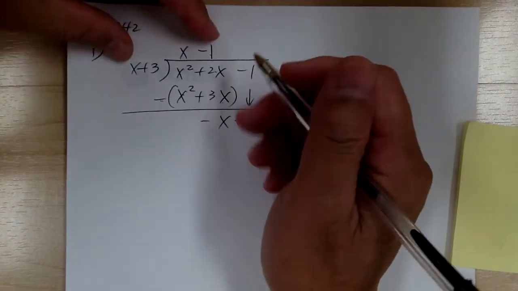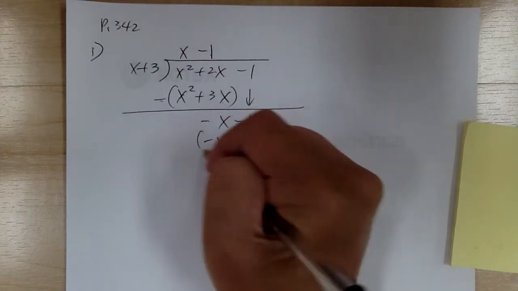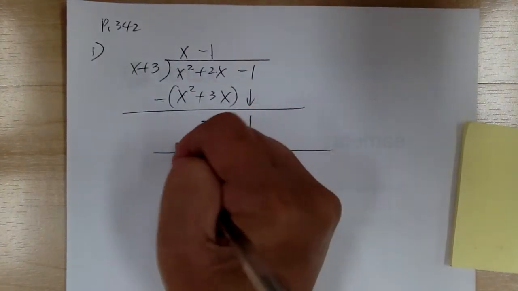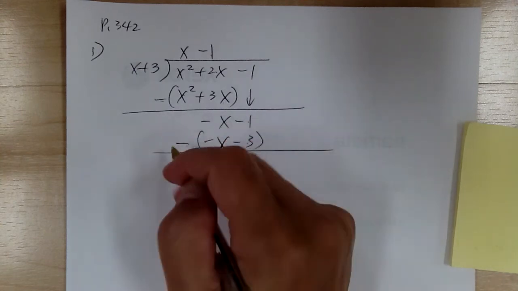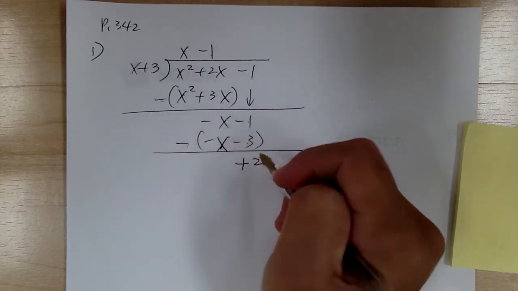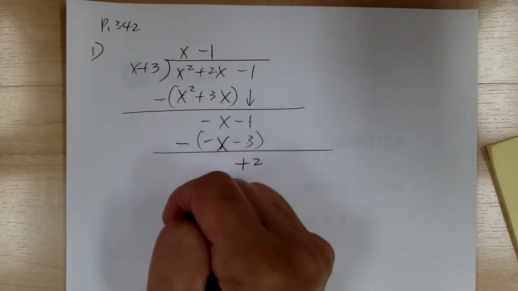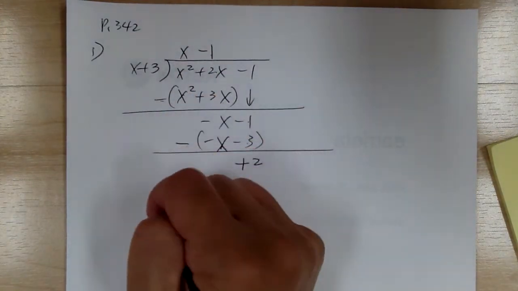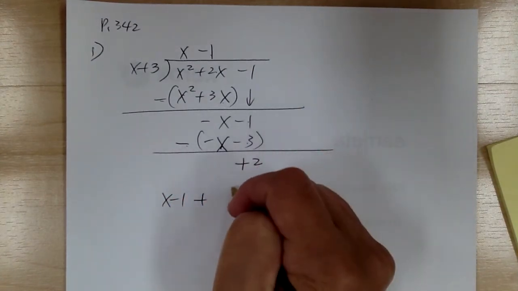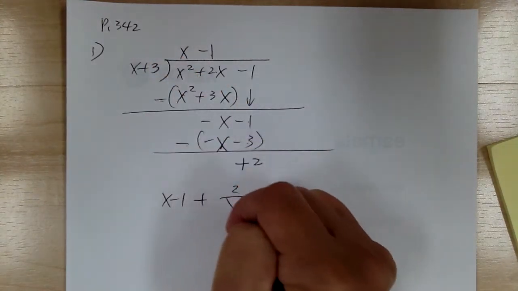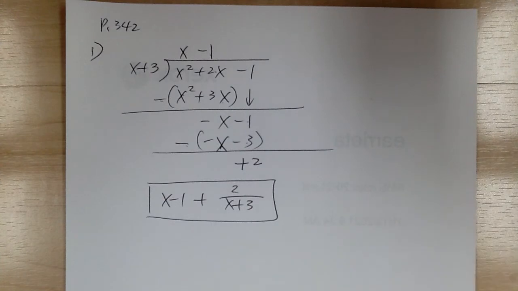So you go and multiply. You get negative x minus 3, draw the line, put parentheses around it, subtract. Negative 1 minus negative 3 becomes plus 3, so this will give you plus 2. Once you're done, the way to write your answer is you have the quotient, x minus 1, and if it's plus, you write down plus the remainder over the divisor. Write it this way, and that's it for number 1.